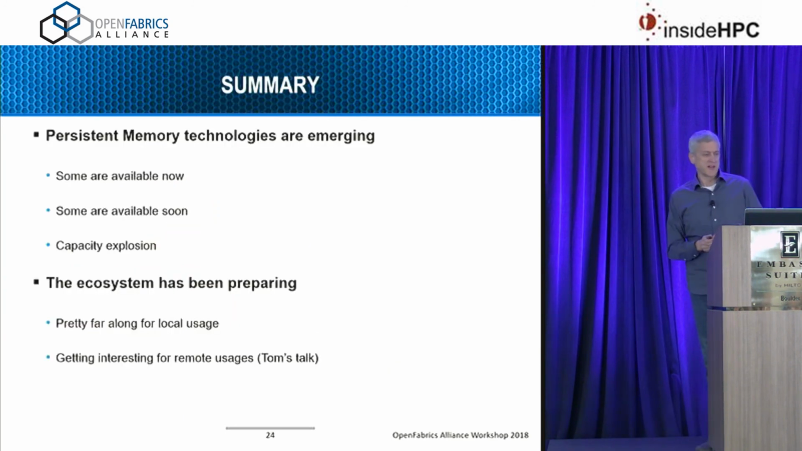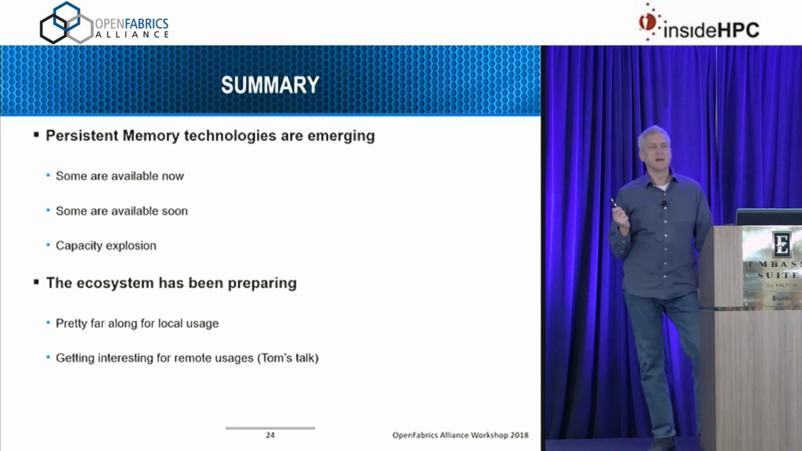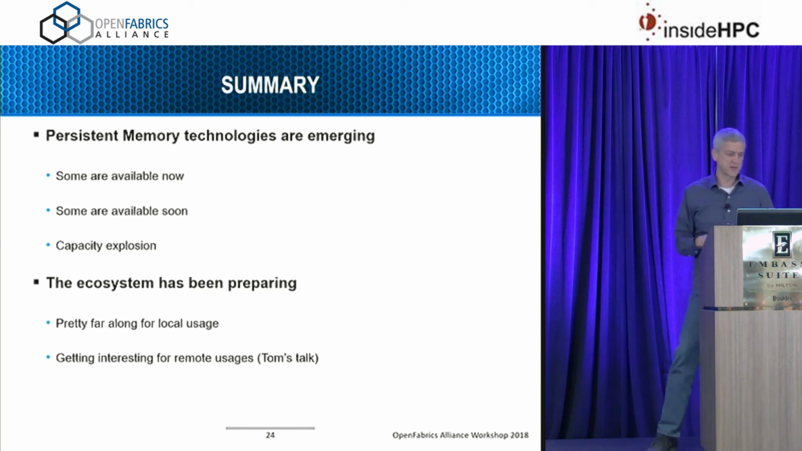Okay, so in summary, persistent memory technologies are emerging. Obviously, some of them are available soon, like this DIMM here, since I'm still holding up a sample and not the product. But I think the capacity explosion is what makes this really exciting. And the ecosystem is actually pretty far along, amazingly far along. The existence of the current NVDIMM products really helped us get a lot of stuff upstream, rather than having to wait until we shipped a DIMM. Stay tuned for Tom's talk on this.